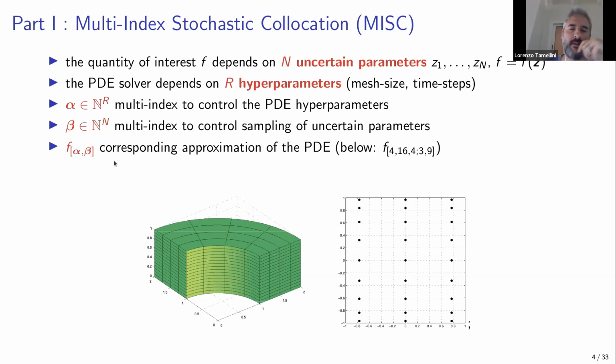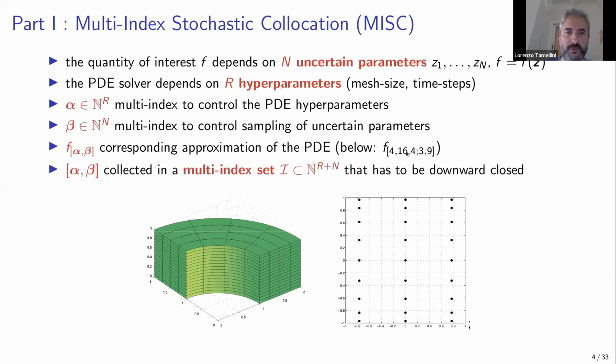Okay, good, great. So now F sub alpha beta is the corresponding approximation of the PDE. Here you see a picturesque representation of what would be, for instance, F sub 4,16,4,3,9. This would be the solution of my PDE evaluated over this mesh that has 4 elements in this direction, 16 elements in this direction, and 4 elements in the other direction, which I evaluate over 3 times 9 samples in the parametric space. So I'm solving 27 PDEs on this mesh, which is denoted by 4,16,4. I'm sweeping a lot of things under the rug here, but just to give you the idea.